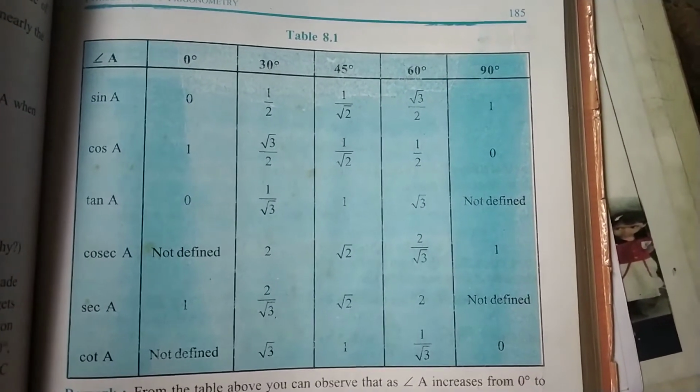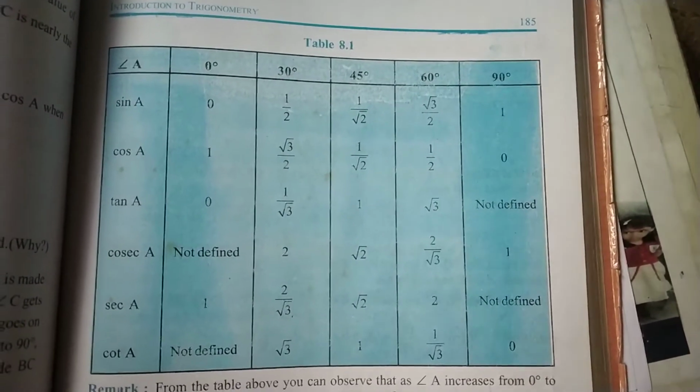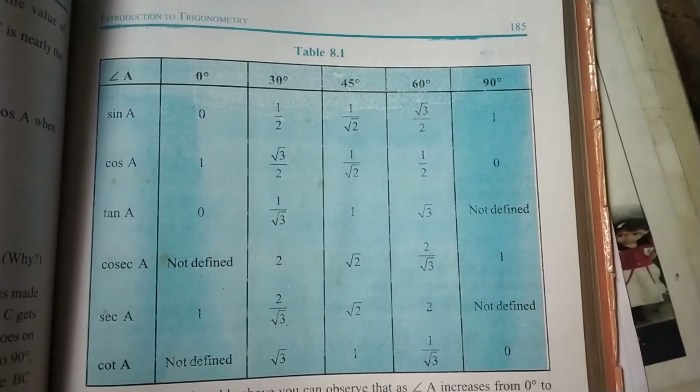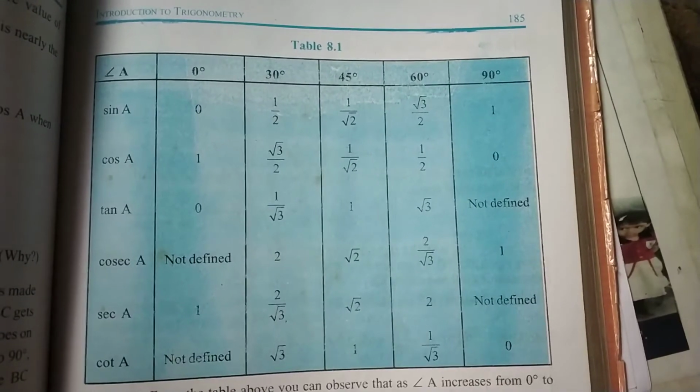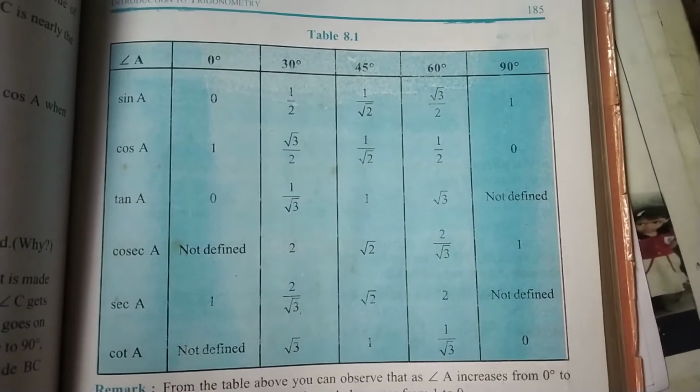Can you see this table? Oh nice. Tell me what is this? This is the table of trigonometric ratios for some specific angles, and the angles are 0 degree, 30 degree, 45 degree, 60 degree and 90 degree.